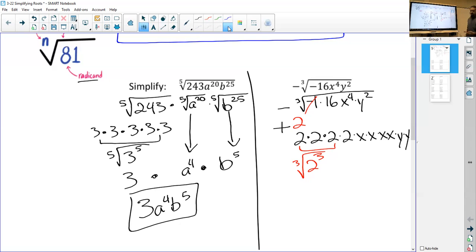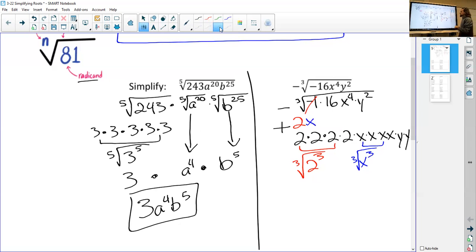So then I go to my x's. Do I have at least 3 x's? And you say, yep, there they are. So this would be x to the 3rd power and the cube root of that. So that's also going to simplify to just 1x. So we have 2x on the outside so far. I go to my y's. I don't have 3 y's, so I can't simplify that at all. So I'm just going to leave this alone.